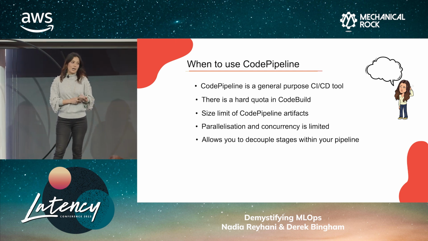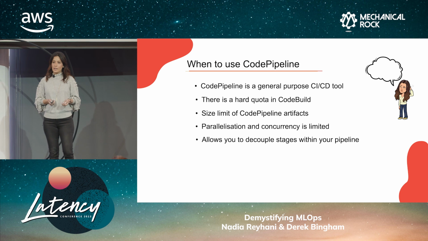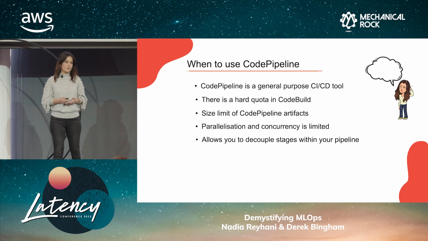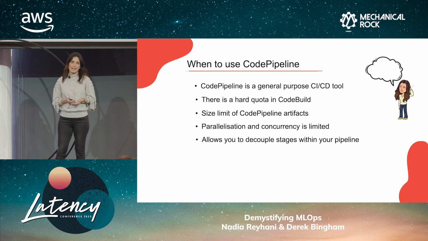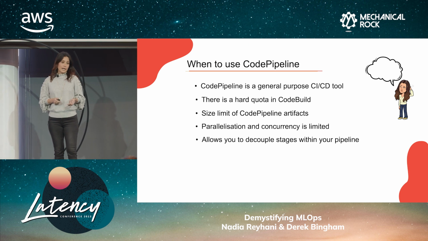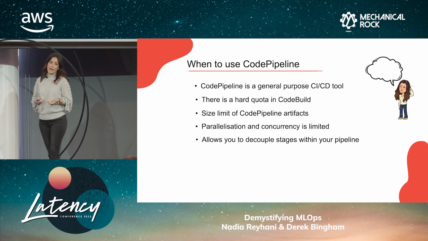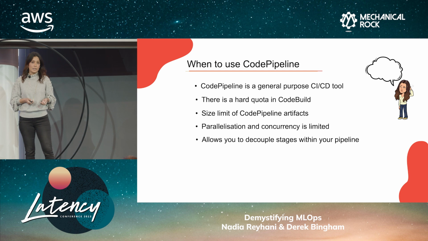Every simplicity comes with a price. Yes, CodePipeline is so easy to implement. You can just create a pipeline in less than an hour. But for machine learning, parallelization and concurrency patterns are really limited in CodePipeline.